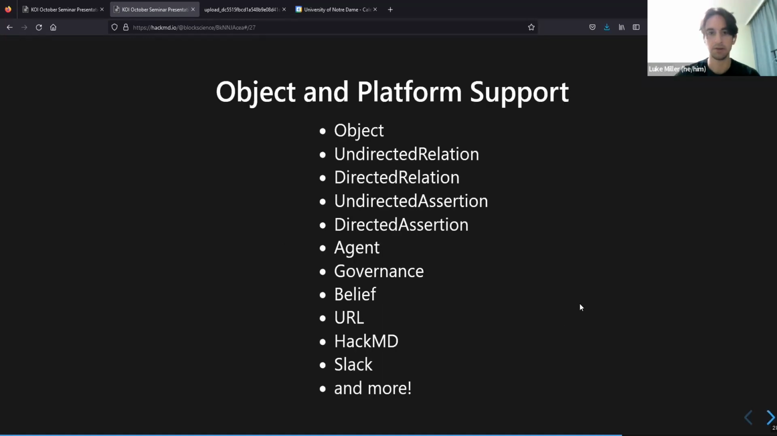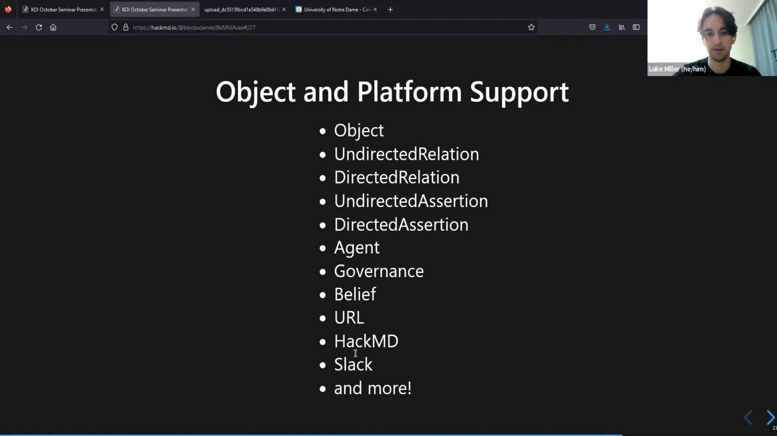And that kind of leads into the next section here, which is the object and platform support. So this is just a list of all of the means of reference that we have in the system right now. And something you'll notice is that everything I talked about is a means of reference. So we've kind of bootstrapped the entire system using the RID system.